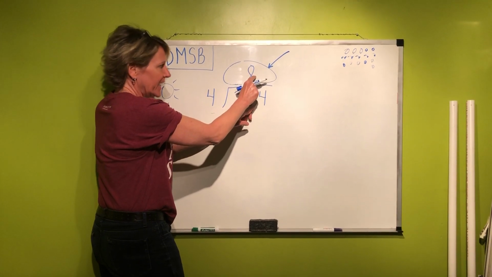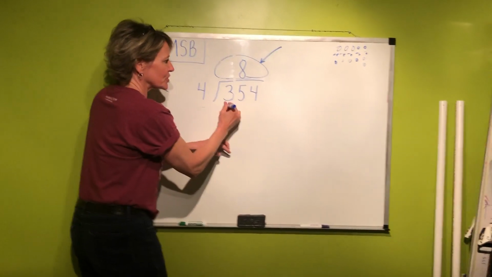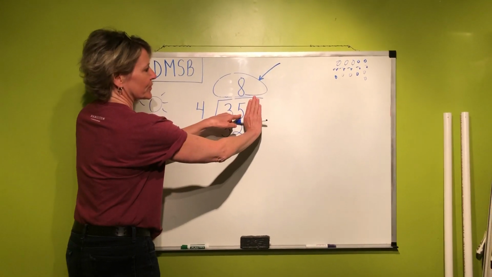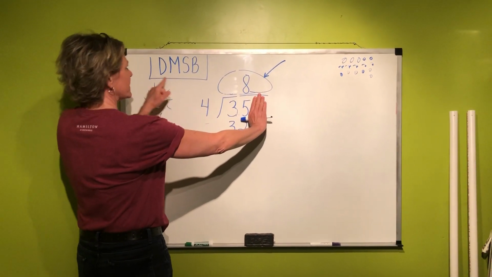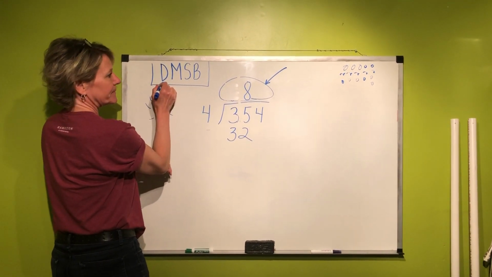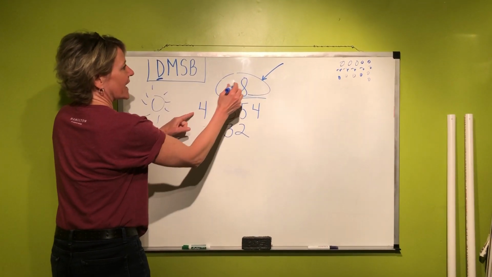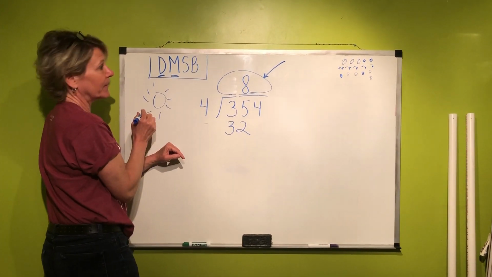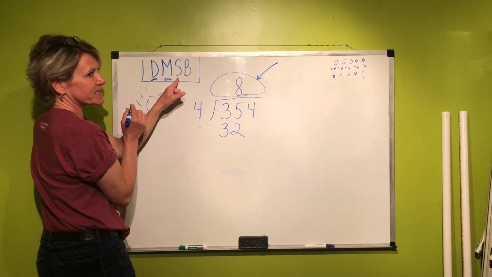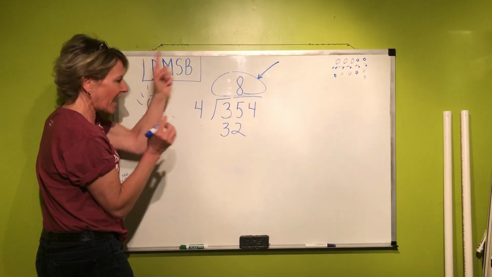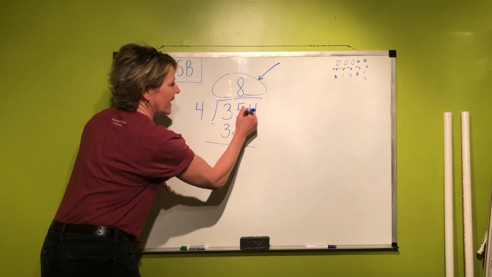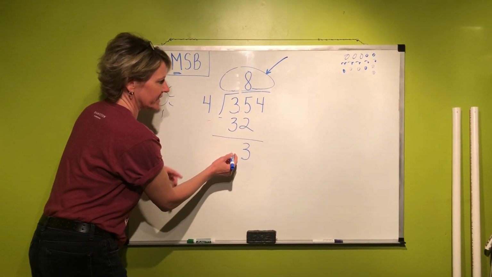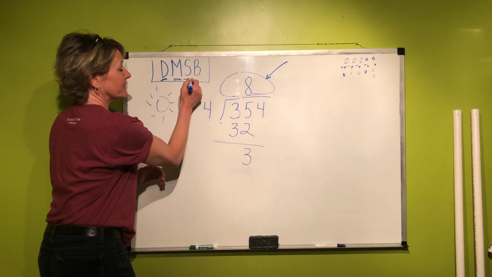4 times 8 is 32. So this part here, 35 divided by 4, that was my divide part. 4 times 8 is 32. That was my multiply step. Now I'm at the subtract step. 5 minus 2 is 3. 3 minus 3 is a whole lot of nothing. That was my subtract step.